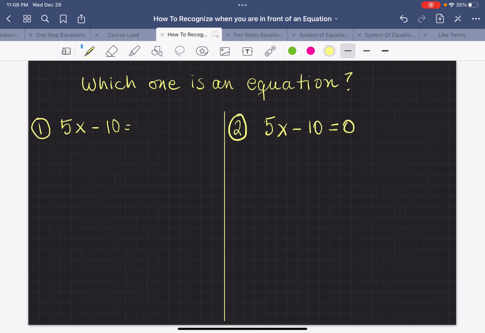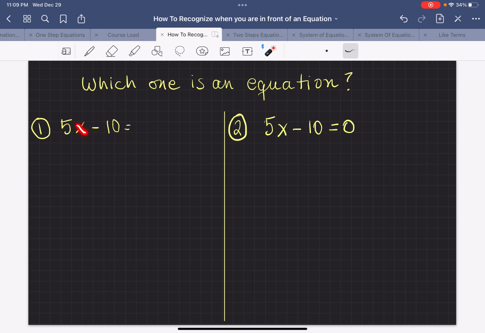Okay, so let's see these two problems and see if you are able to recognize which one of these is an equation. Take a close look at each problem. As you can see, they are pretty much the same. Number 1 is 5x minus 10 equal to nothing. And number 2 is 5x minus 10 equal to 0. So which one is an equation?